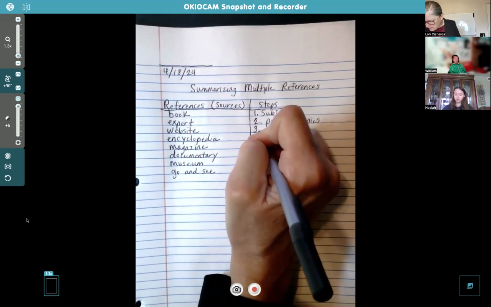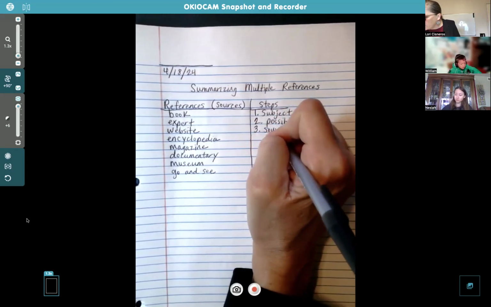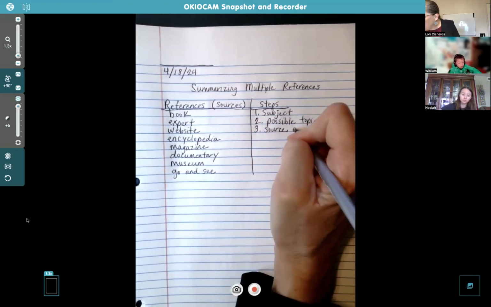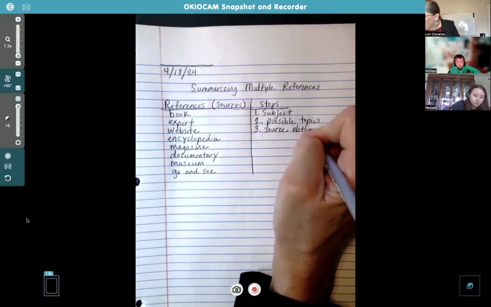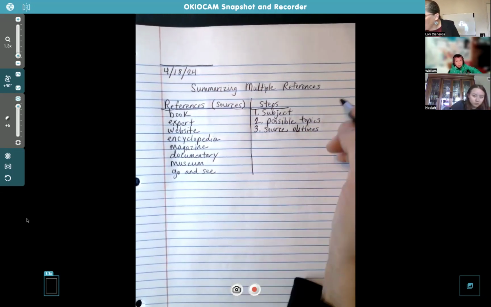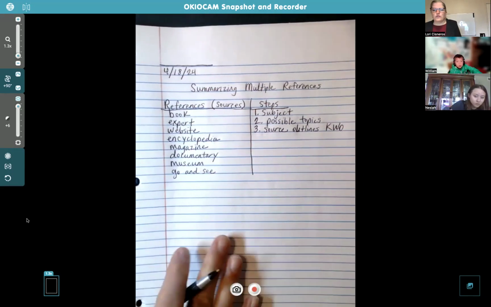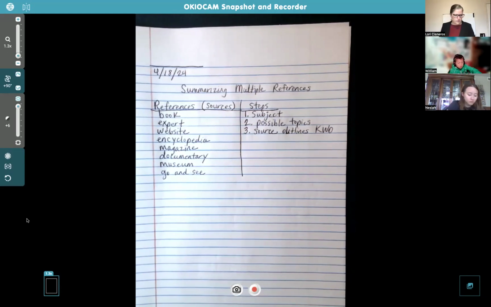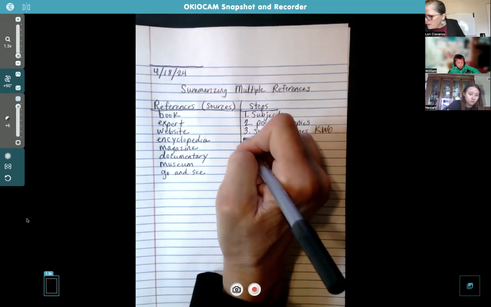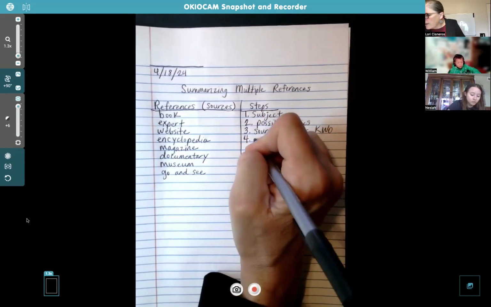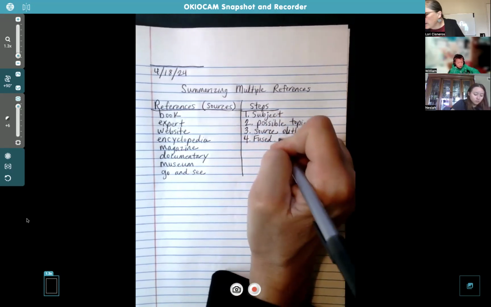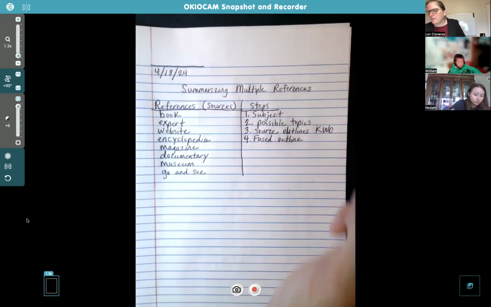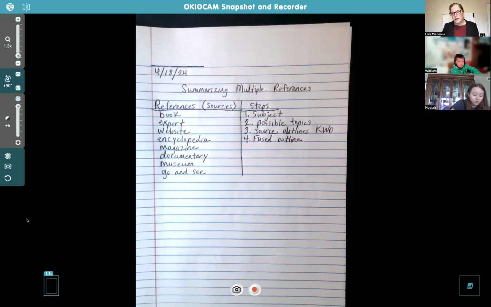And then number 3, this one's new for you. It's called source outlines. Oops. That's a U. I kind of messed up on that. Or KWOs, you know what those are. Source outlines or KWOs. And then number 4 is called a fused outline. So we are out of time, so I'm going to explain what those are next week, but I kind of wanted to give you a heads up with what's coming.